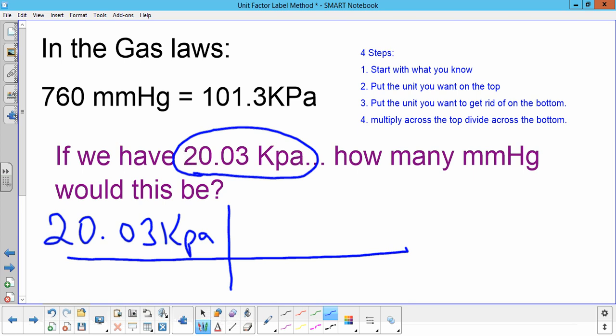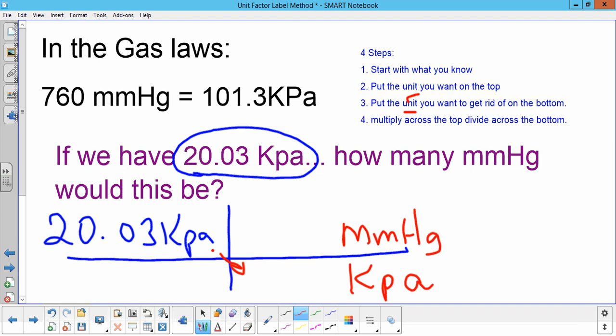Put the units you want on top. The question is asking me to solve for millimeters of mercury, so I'm going to put millimeters of mercury on the top of the line because that's what I'm trying to solve for. Put the units you're canceling, usually the unit right there, on the bottom. So kPa goes down onto the bottom. Just the units. We don't put numbers yet.